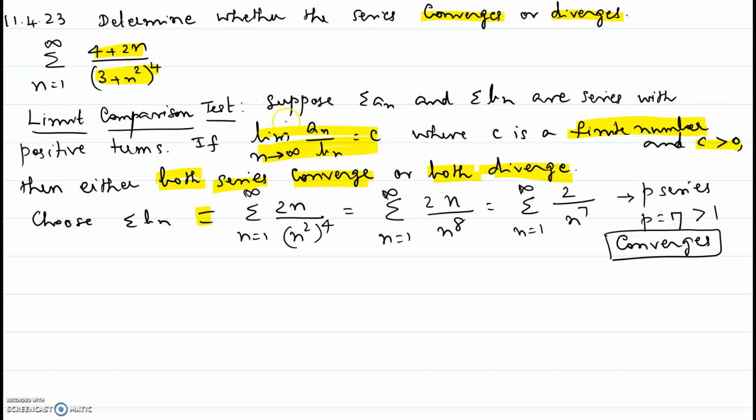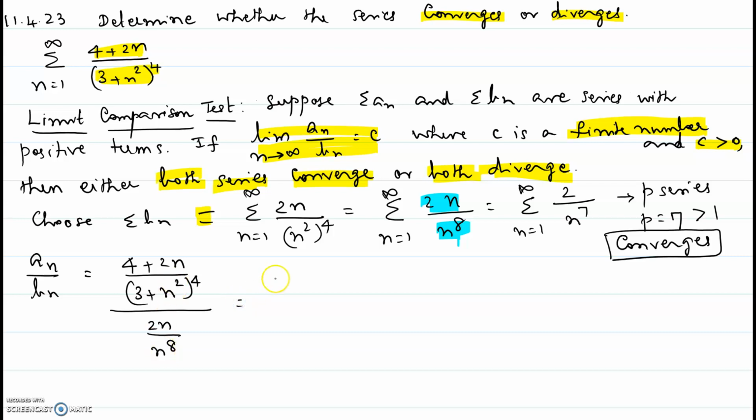Before doing so, we have to establish this limit, the limit as n approaches infinity of an over bn equal to c. So let's consider an over bn. So an is (4 plus 2n) over (3 plus n squared) to the power 4. Then bn, we will take it this way. Even though we simplified that to 2 over n to the 7, if we keep it this way, it is easy to divide. So let's keep bn as 2n over n to the power 8.